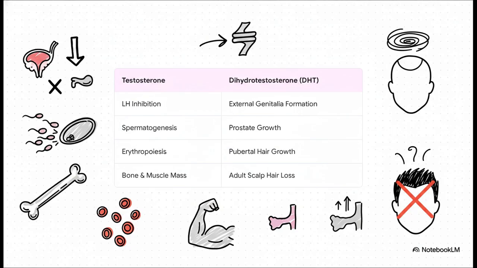Think of testosterone, on the left, as the manager of all the internal affairs. Suppressing LH, making sure spermatogenesis is happening, building up bone and muscle. But it's dihydrotestosterone, or DHT, on the right, who is like testosterone's much more powerful younger brother. He's the one responsible for the external stuff, forming the external genitalia, making the prostate grow, and yes, unfortunately, also responsible for adult male pattern baldness. Please, you must remember this distinction.